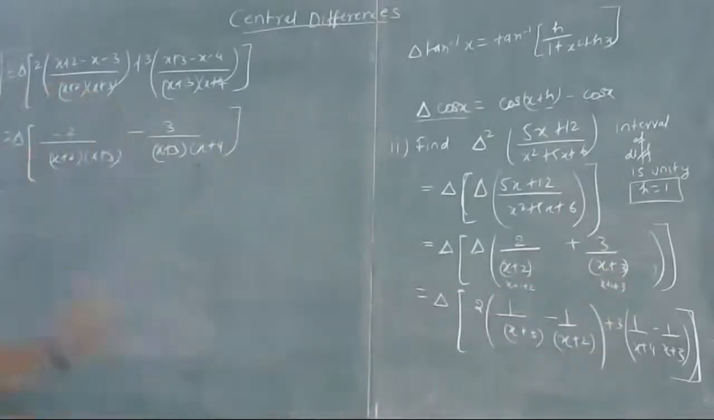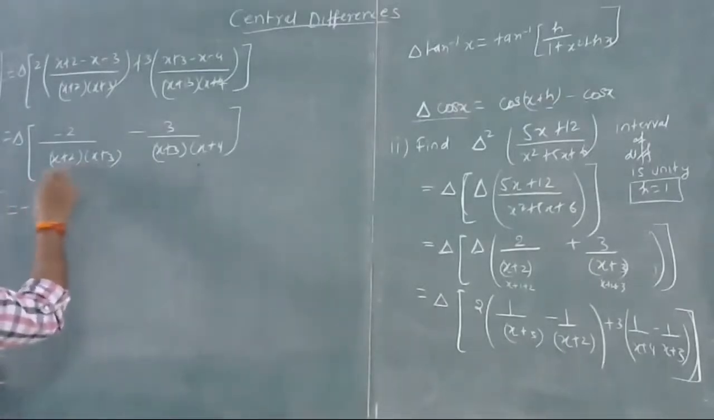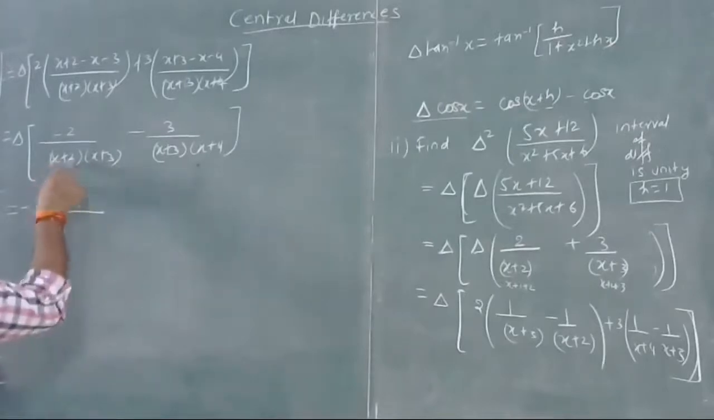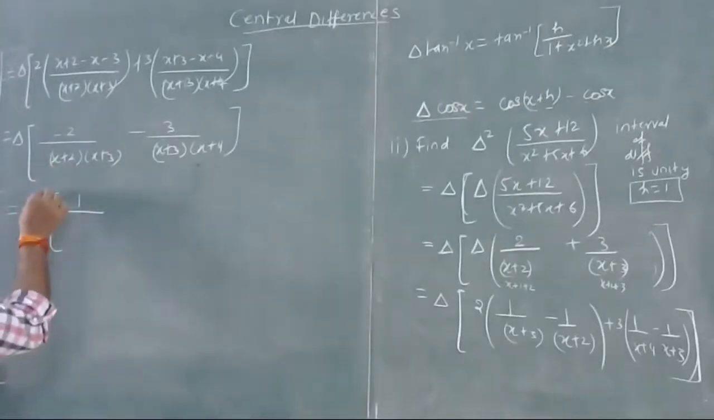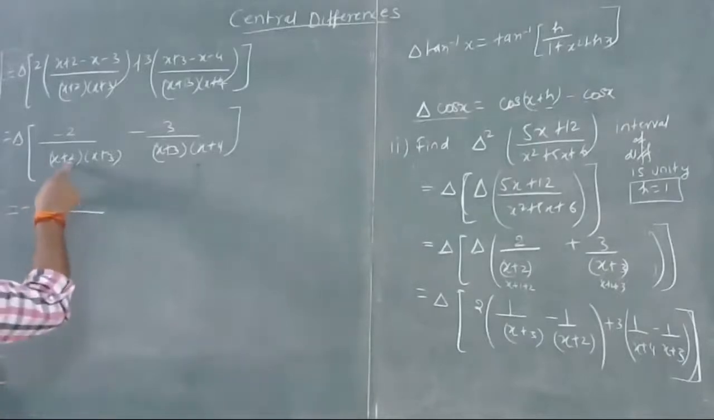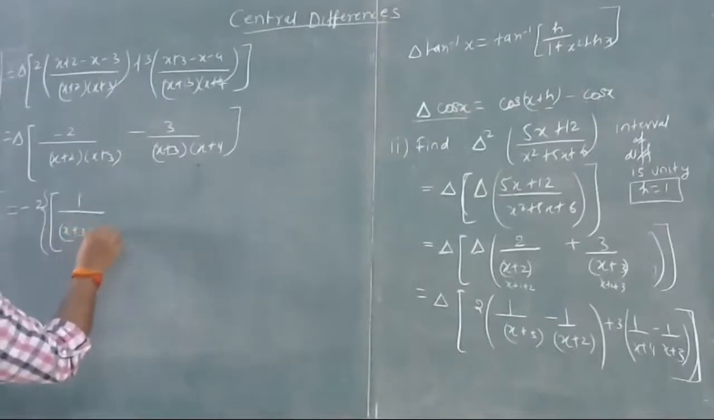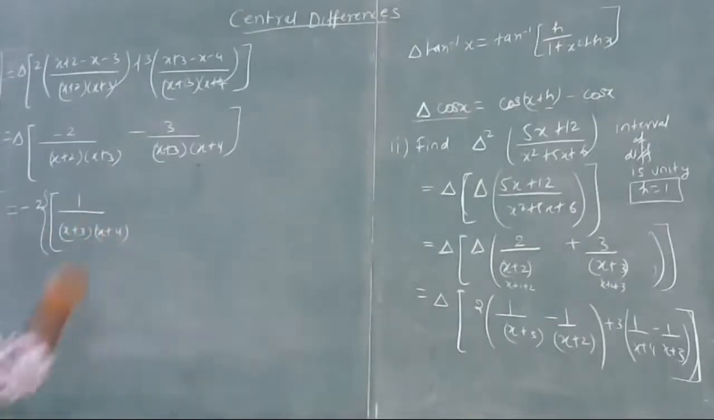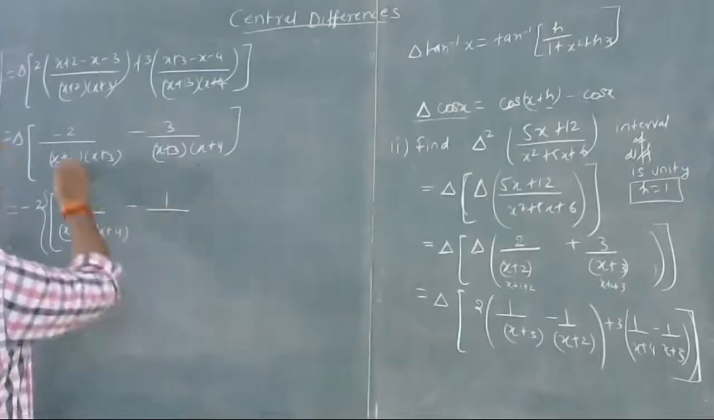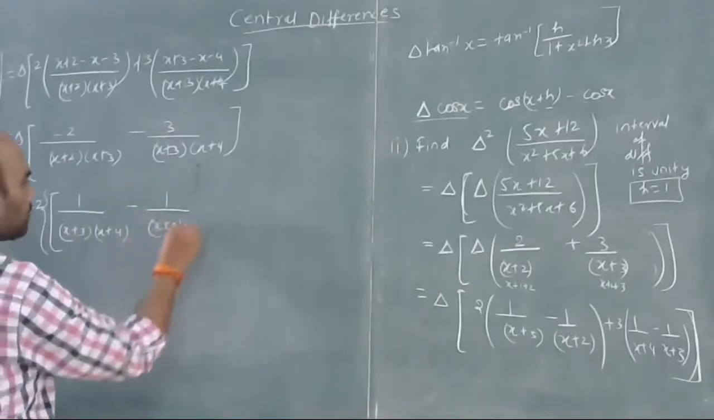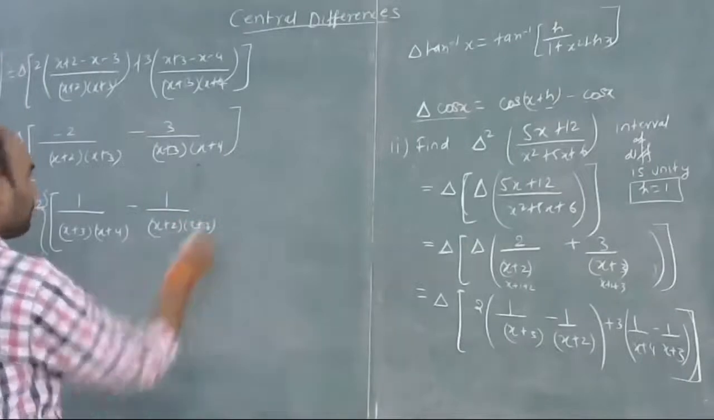So again we have to find the second difference. So we have to apply the difference on this. So this will be equal to minus 2 taken out here. These values will be increased by 1, so this will be x plus 3, and this is increased by 1, so this will be x plus 4. Okay. Minus its original value, which is x plus 2 and x plus 3. Okay.